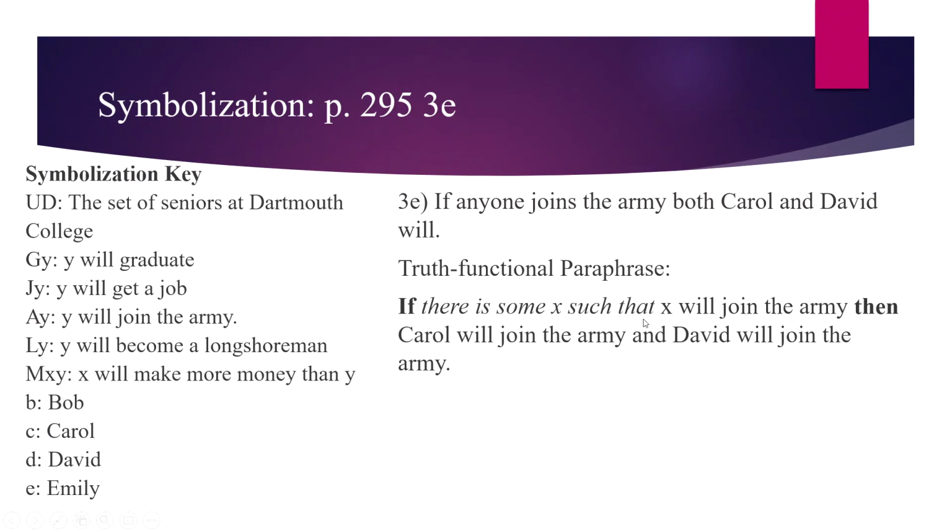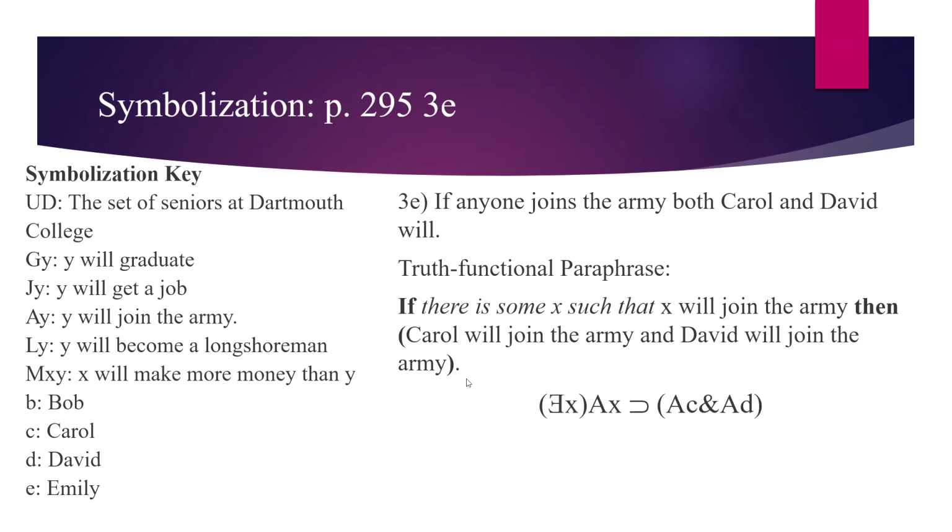If anyone joins the Army, with the X contained just to the antecedent, and then we have the consequent, Carol will join the Army and David will join the Army. So I'm adding parentheses here, right? Because that conjunction itself has a connective, it has that and in it. So we want to make sure we capture this whole second bit as the consequent. So the symbolization looks like this. If there exists some X such that X joins the Army, then Carol will join the Army and David will join the Army.